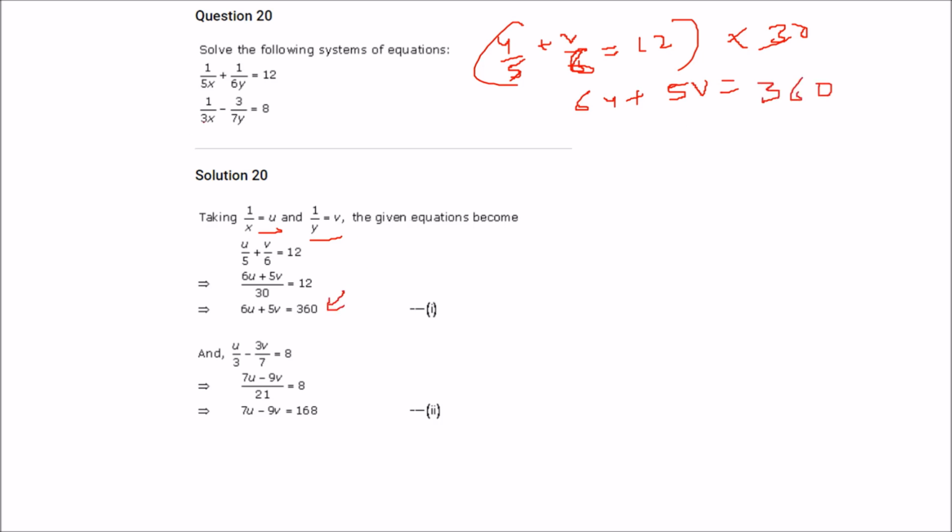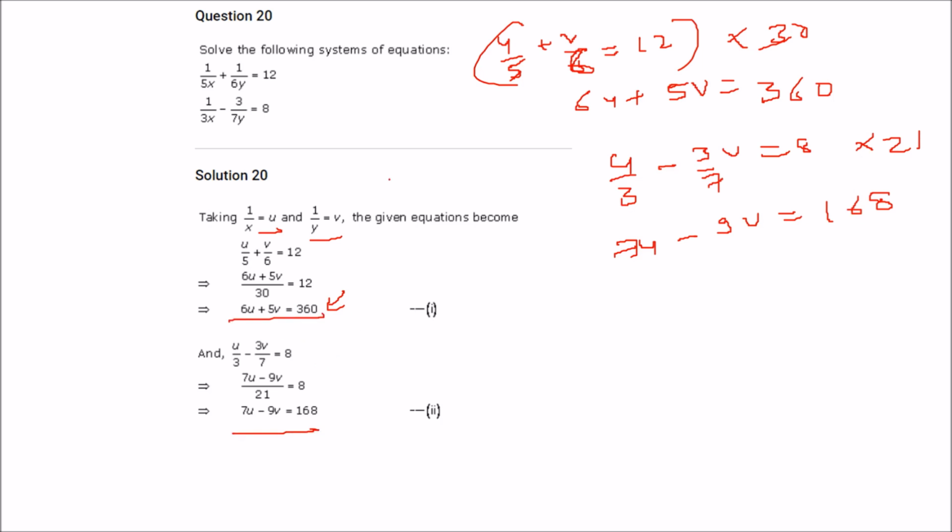What will be the second equation? u by 3 minus 3 by 7v equal to 8. Now 7 threes are 21, so multiply the whole equation by 21. 3 sevens are 21, so you get 7u here, and 7 threes are 21, 3 threes are 9, 9v you get, and 21 into 8, 8 ones are 8, 8 twos are 16, so you get 168. So 7u minus 9v equal to 168, and 6u plus 5v equal to 360.